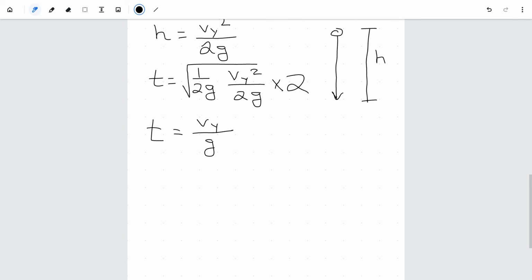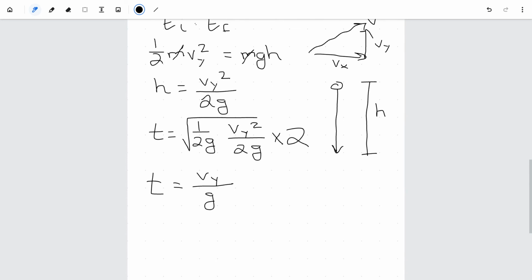We just see how far that ball will travel in that amount of time. And we know the x component of the velocity. And so we know that distance is equal to vx times time, which, since we know the time, is equal to vx times vy over g.